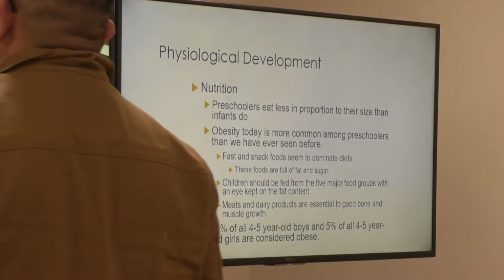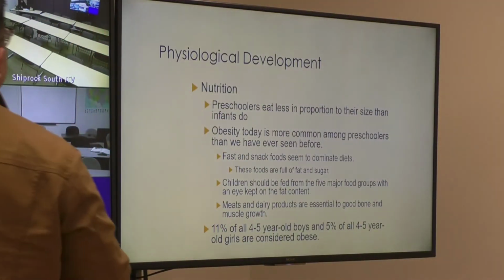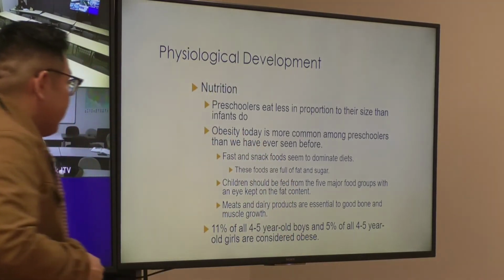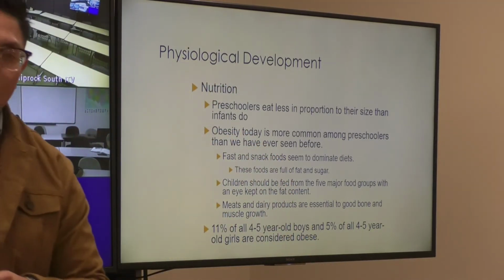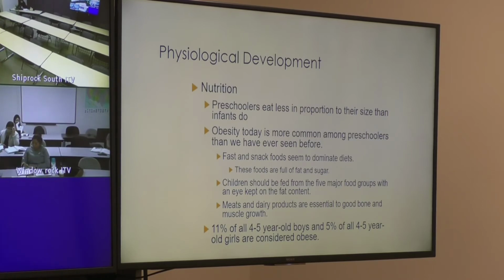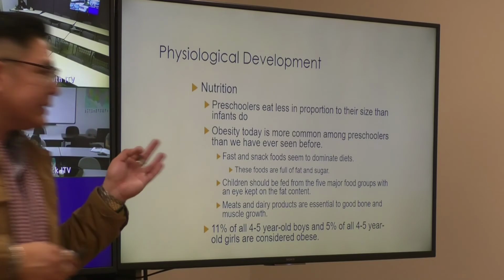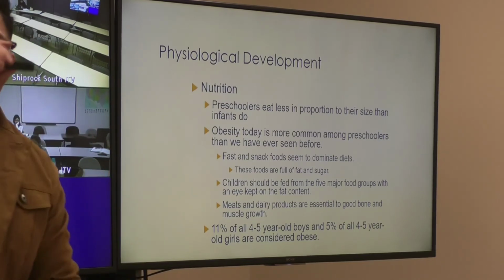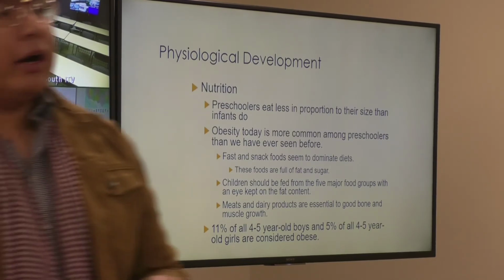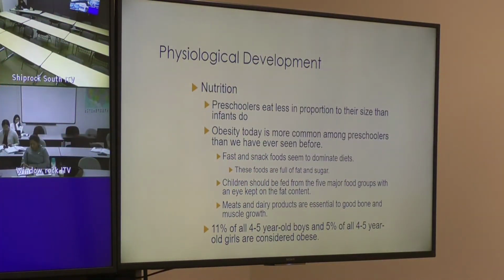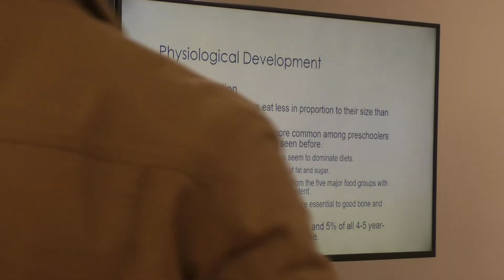Nutrition. Preschoolers eat less in proportion to their size than infants do. Obesity today is more common among preschoolers than we have ever seen before. Within that, fast foods and snack foods seem to dominate diets. So within that, we see that where? Burger King. We see that at Taco Bell. We see that here and there all throughout the reservation. We see fast food being the norm.